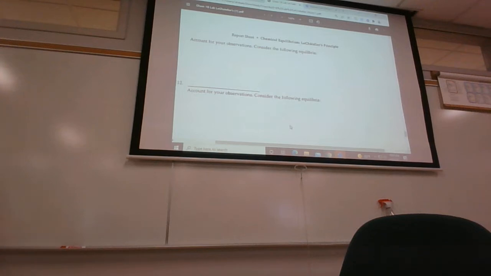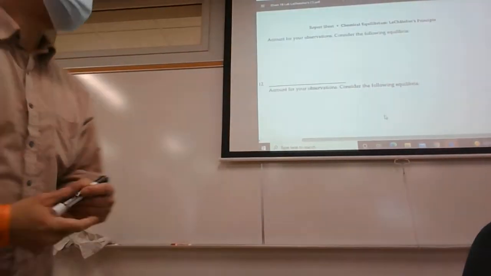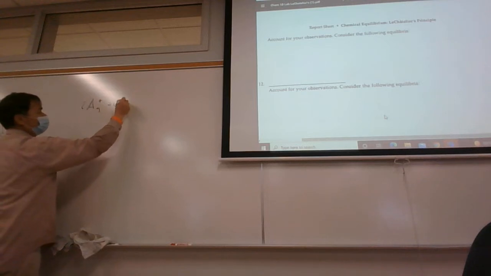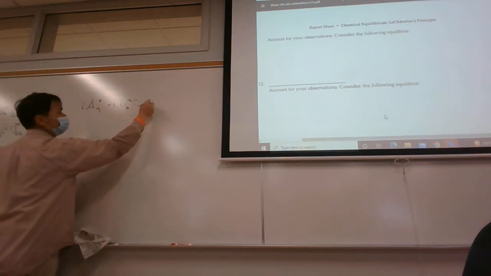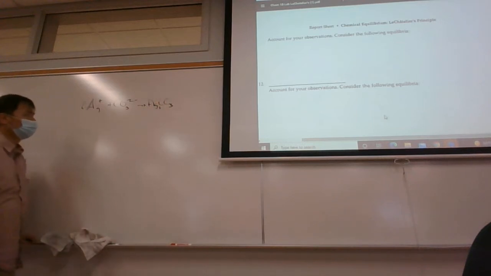Okay, so account for your observations. We could just account for the observations using reactions here, equations. And so the milky white precipitate was the silver carbonate, correct? Yes. And so we just have 2Ag plus plus carbonate forms the silver carbonate, Ag2CO3, solid.